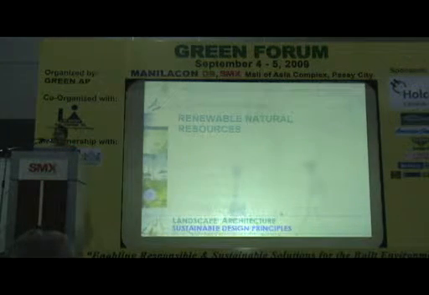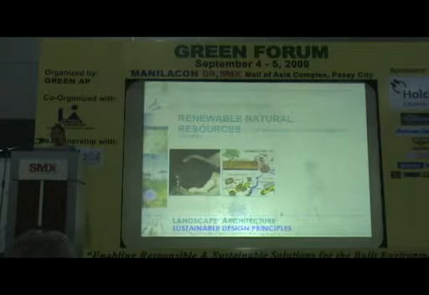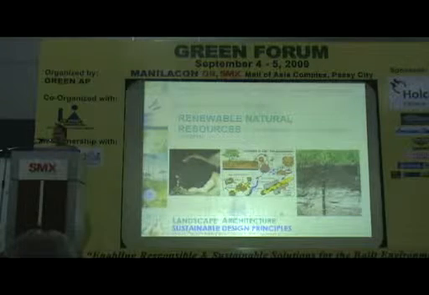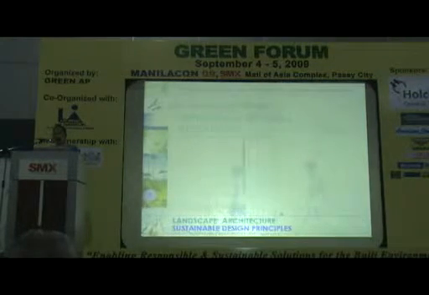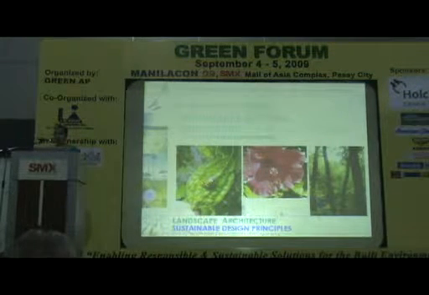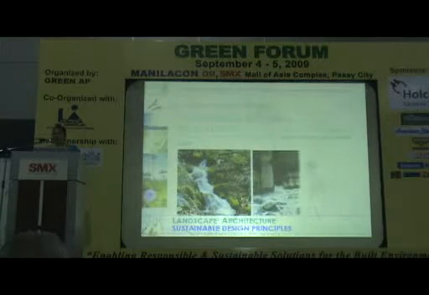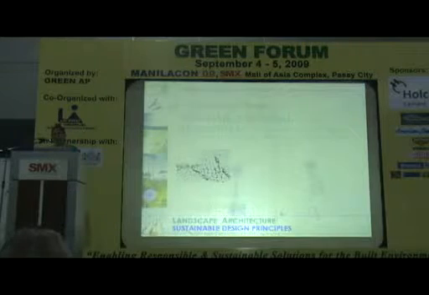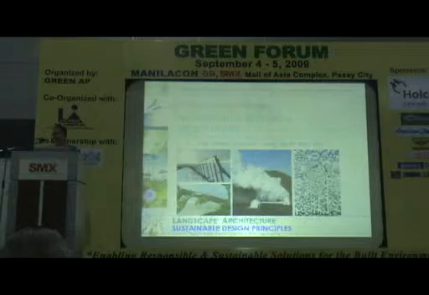Now, when we talk about renewable natural resources in landscape design, they include soil nutrients. Sometimes we overlook the importance of soil, but I'll tell you more about soil later. They also include trees and plant materials, which are renewable. And water from rain and wastewater is also renewable. And lastly, energy from sun, water, steam, and wind.